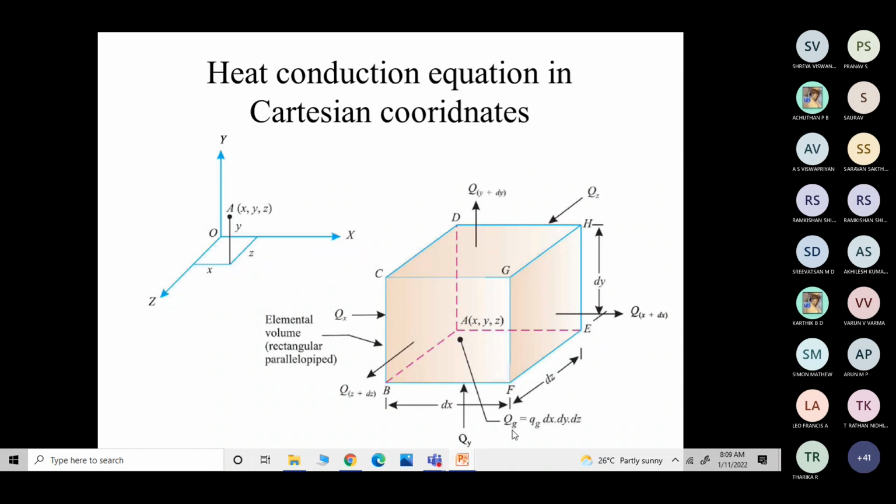We also know that capital Qg is equal to small qg times dx, dy, and dz, where dx, dy, and dz is the volume, and qg is the heat generated. So you should know that internal heat generated. Qx, Qy, and Qz are the heat conducted along the x-axis, y-axis, and z-axis, and Qg is the internal heat generated.